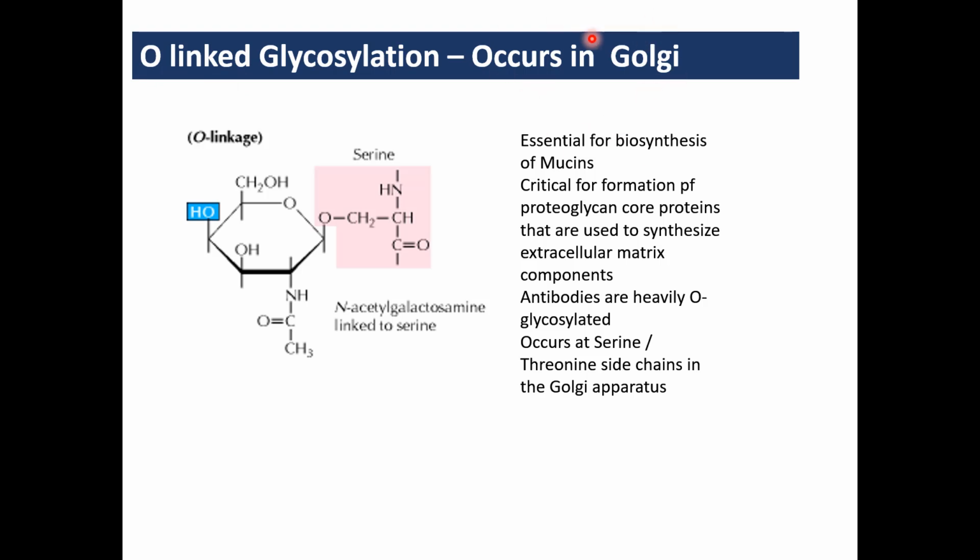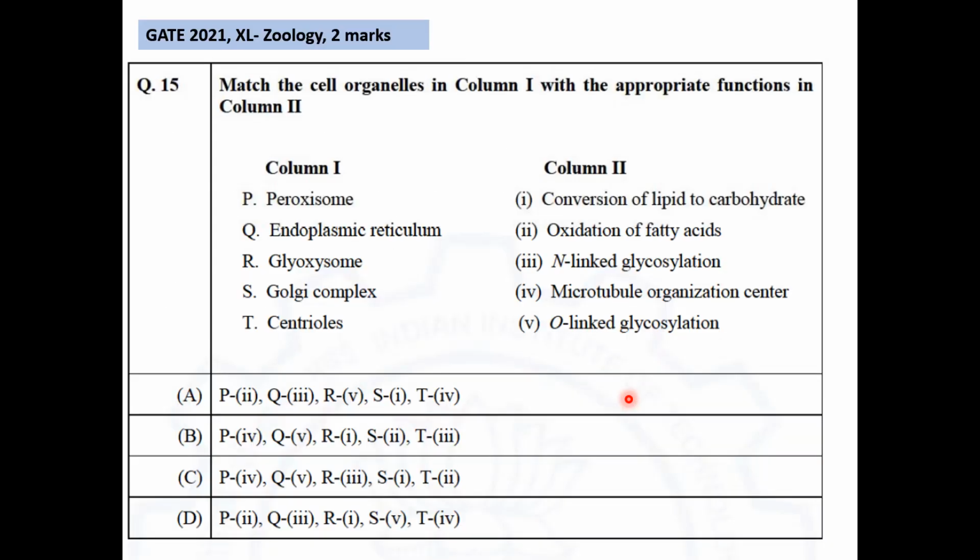This happens in Golgi bodies, and it happens on the serine or threonine residues of the amino acid. They are essential for the biosynthesis of mucin, critical for formation of proteoglycan core proteins that are used to synthesize the extracellular matrix components. Antibodies are heavily O-glycosylated. It occurs on the serine and threonine side chain in the Golgi apparatus. So this is about O-linked glycosylation. So we come back to the question. So here we can answer the question.